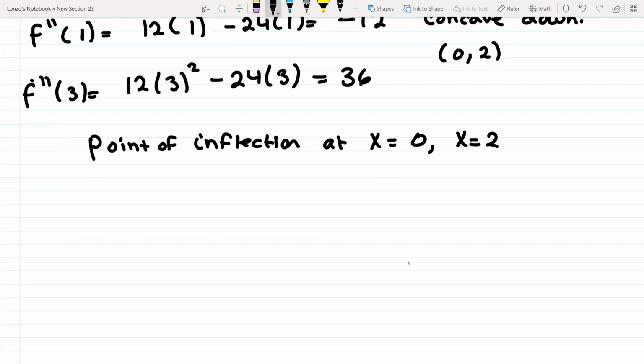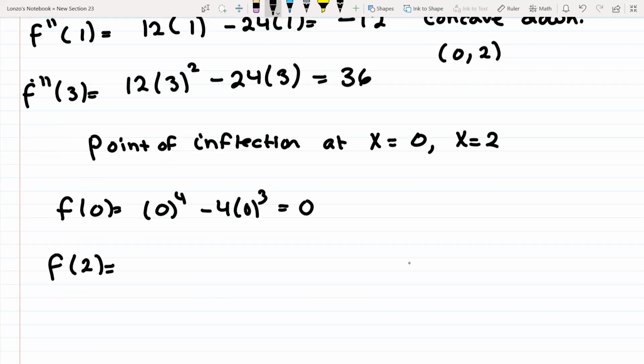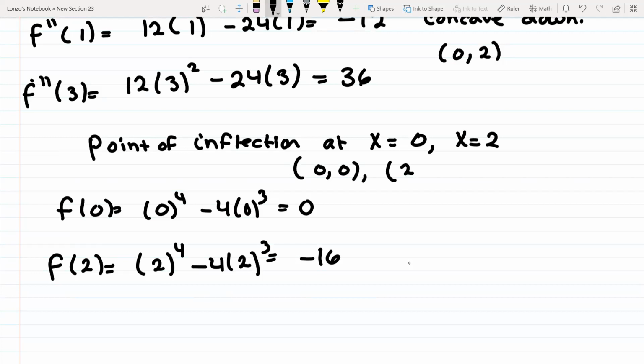Now you have to find the y value. So you're going to put these x values back into your original problem. So if you plug in f of 0, this would be 0 to the 4th minus 4 times 0 to the 3rd, and that would be 0. And then let's try f of 2. That gives me an output of -16. So you have a point of inflection at the point (0, 0), and then (2, -16).